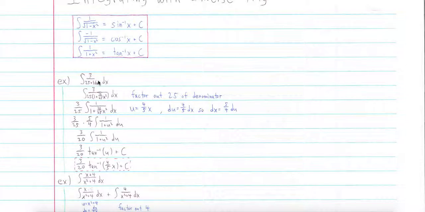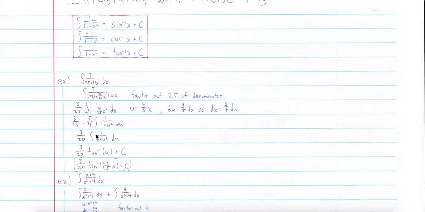And then 16x squared becomes 16 over 25x squared. And then we can move these constants, 3 over 25, out of the integral. And then now, since we need just one letter squared, we can make a u sub. So if we make u 4 over 5x, u squared will be 16 over 25 x squared. So then we get dx is equal to 5 over 4 du. So make these substitutions, and then we get 3 over 20 integral 1 over 1 plus u squared du.